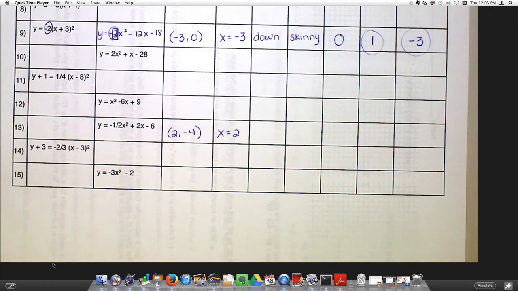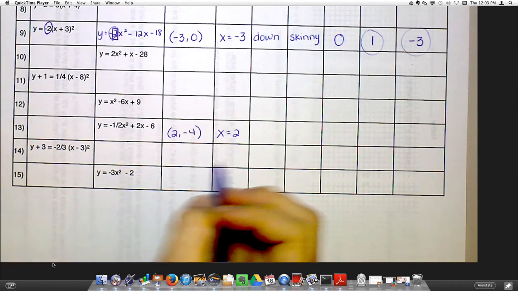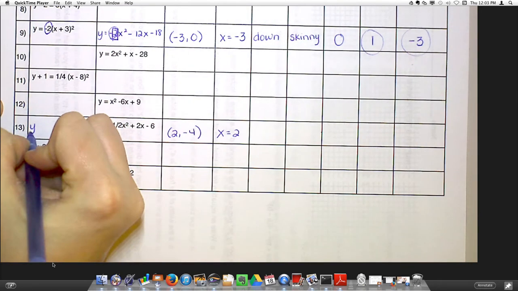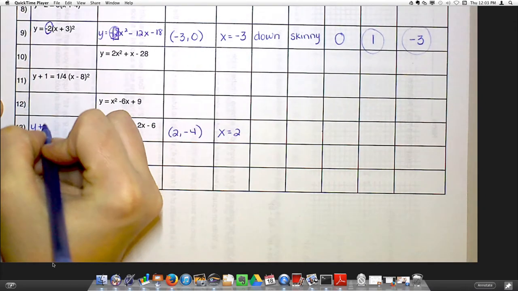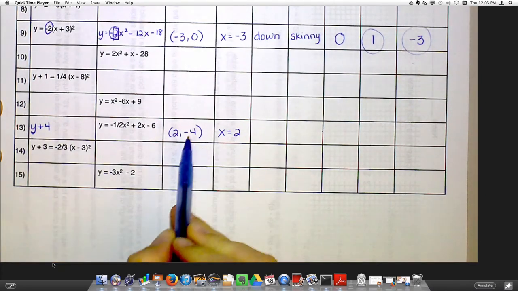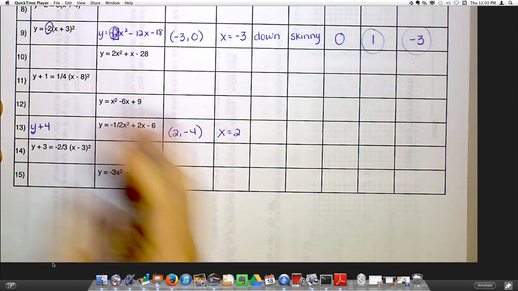Okay. So now let's go back and write it in vertex form. I would start with y. Y minus negative 4, that's plus 4. Remember, your k value goes first. And if you're doing minus negative 4, that's really going to be a plus.